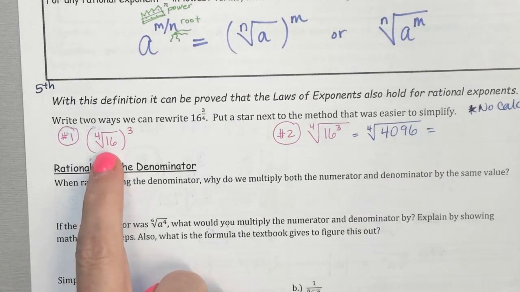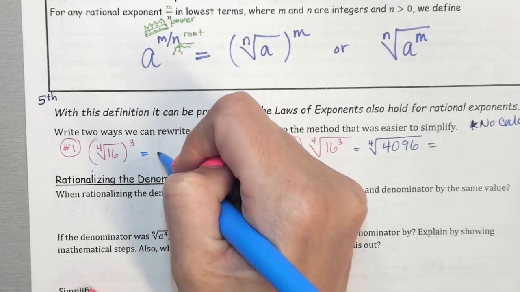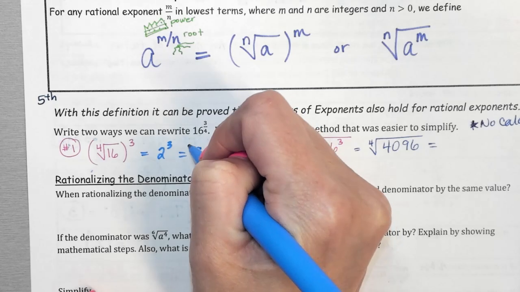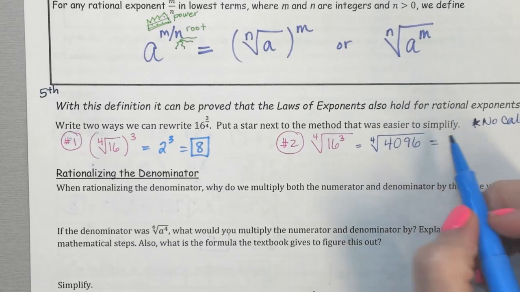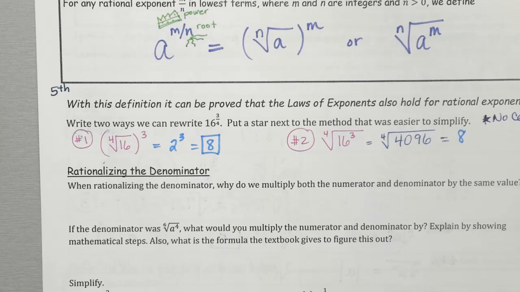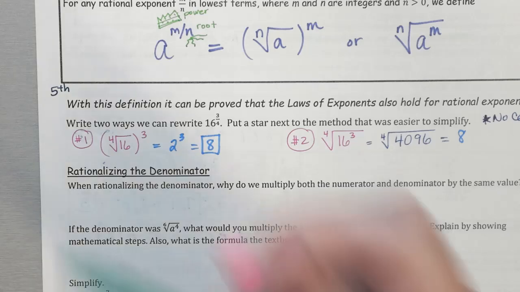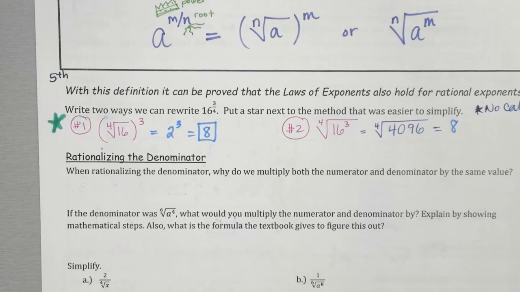So if you look at method number one, if you just take the fourth root of 16, what's that? 2. 2 to the third is 8. Okay, so this is going to be 8. Okay, so it says put a star by the one that is easier. So that first one we did together is easier. And in most cases it will be, especially if the numbers are larger. If they're smaller, a lot of times it won't matter.